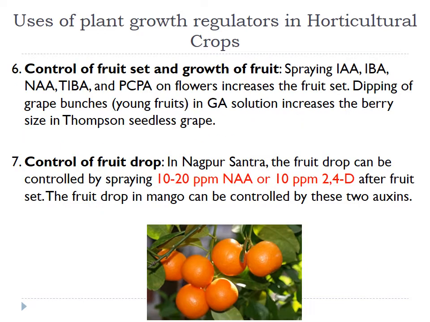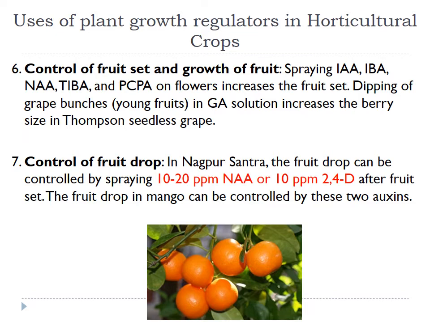You can also use the growth regulators in fruit set and controlling the growth of fruits. Example, spraying of indole acetic acid and IBA on flowers increases the fruit set. And we all know that dipping of grape bunches is commonly practiced using gibberellic acid solution, and this increases the berry size in Thompson Seedless because gibberellic acid induces cell expansion. Therefore, the cell size increases and the size of the berries increases.